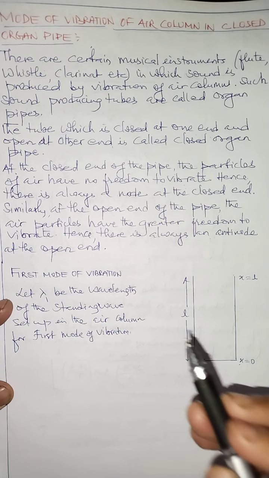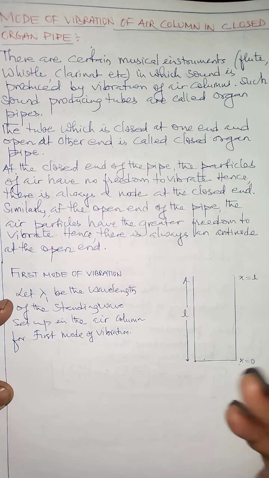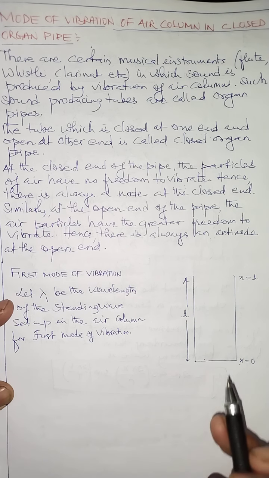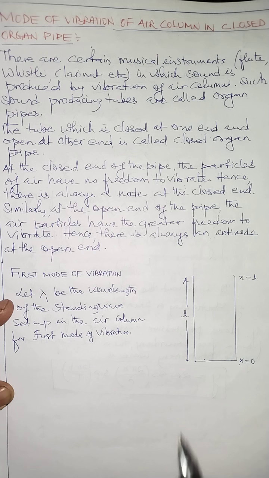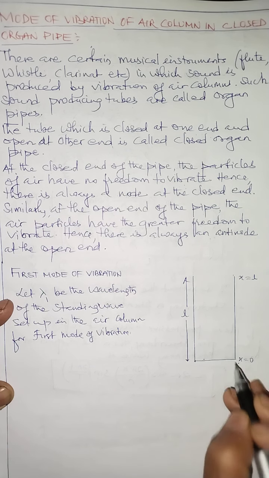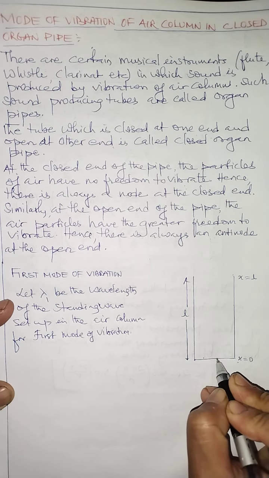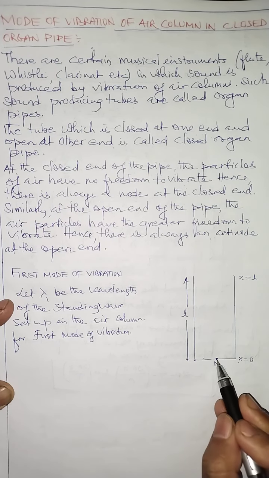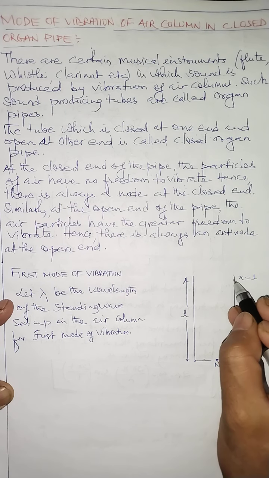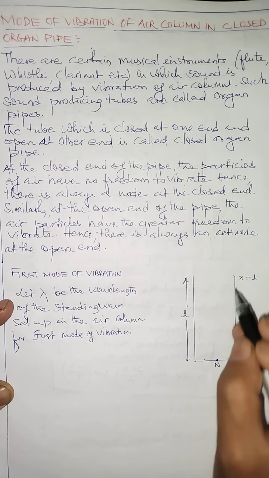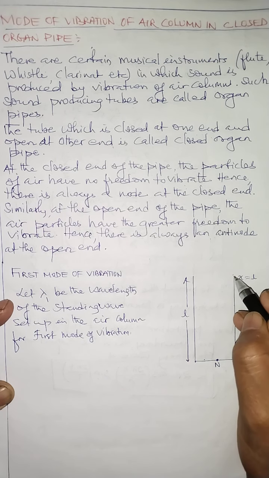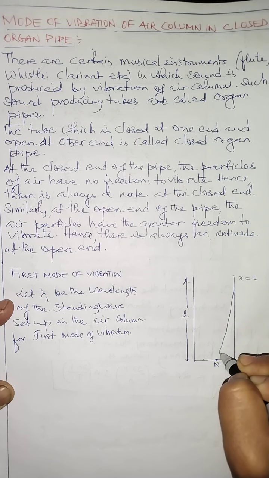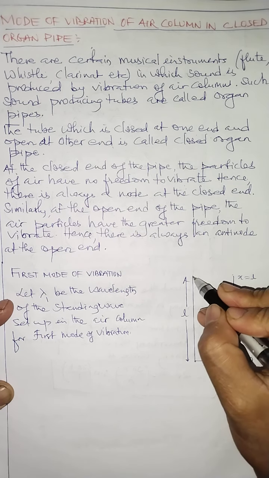Now when particles vibrate in the air column in the organ pipe in the first mode of vibration, it vibrates with a single frequency. So how can you know that this is the first mode of vibration? At the closed end the particles have no freedom to vibrate, so as I said already, a node is formed at the closed end, and an antinode is formed at the open end, so that the particles have maximum displacement. So it can produce a wave inside the organ pipe, and the wave will be formed this way. I am drawing a diagram here.